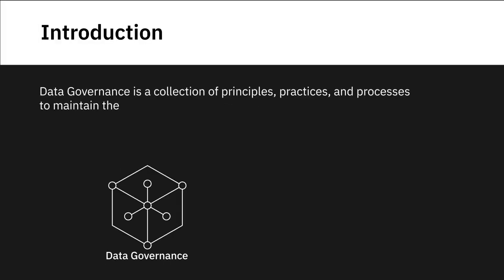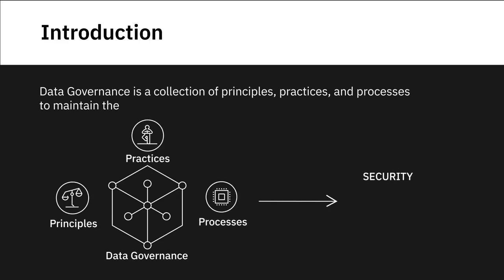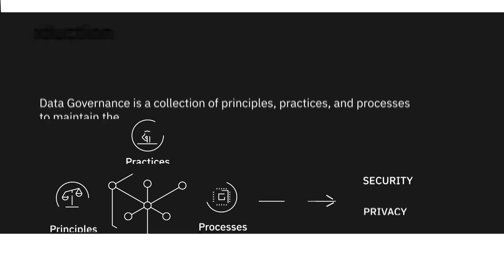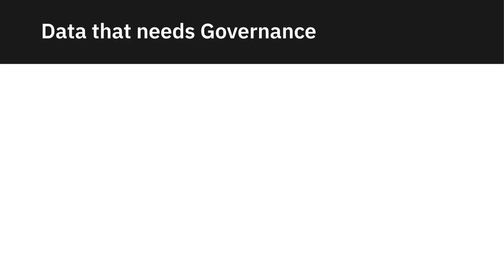Data governance is a collection of principles, practices, and processes to maintain the security, privacy, and integrity of data through its life cycle. A data governance framework encompasses every part of an organization's data management process, including technologies, databases, and data models. What are the types of data these regulations seek to protect from misuse?